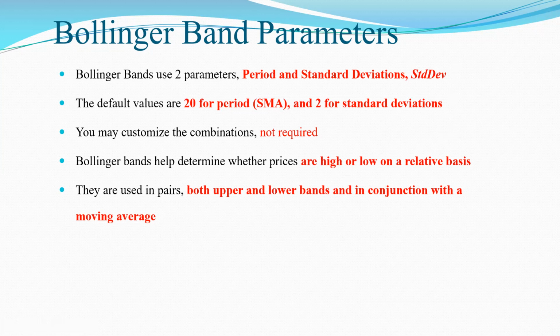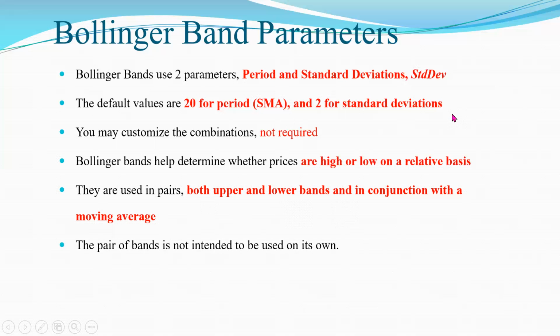Bollinger Band will always tell you the upper level and the lower level. That is the pair. And the middle line will be your moving average, the 20 simple moving average.